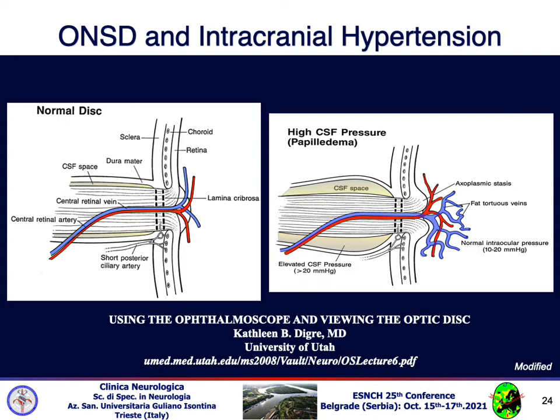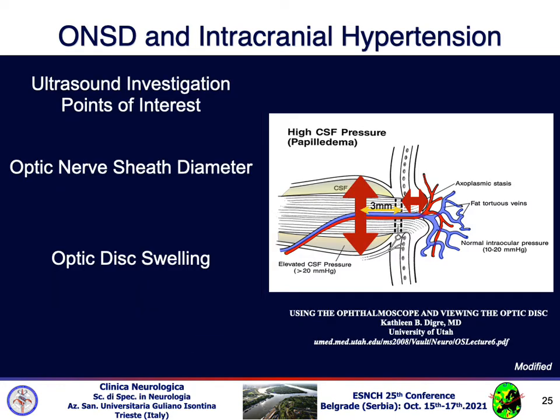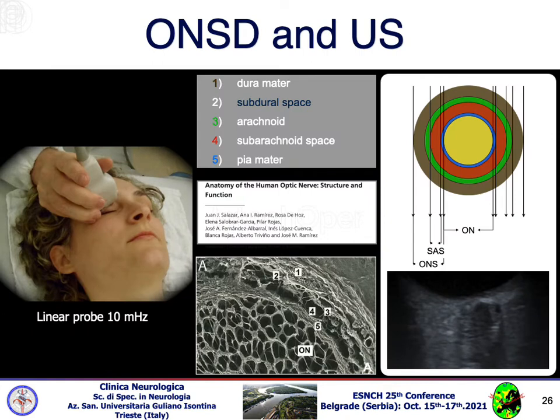There is an optic nerve sheath diameter dilation and an optic disc swelling. And this is how we can measure these modifications. Considering the nature of the insonated structures, we easily understand the B-mode image that permits us to know that we are in front of the nerve, the optic nerve, with the sheaths.